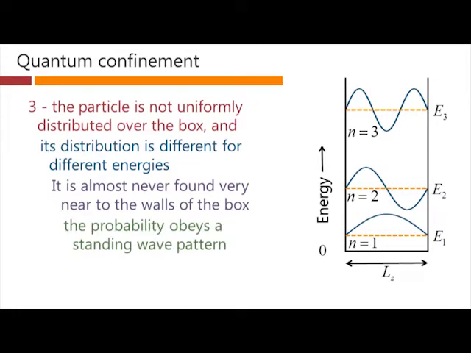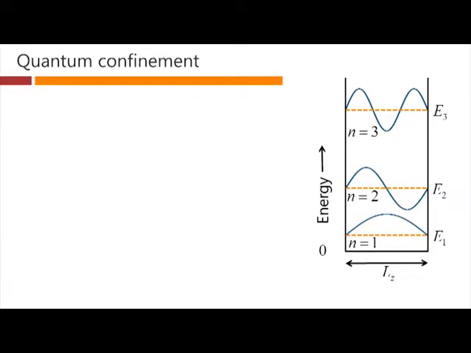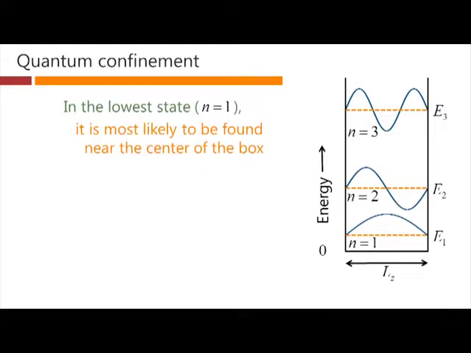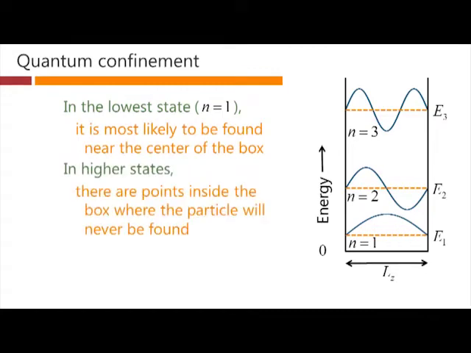And the probability here actually obeys a standing wave pattern. It's the square of these functions here. It's always positive, of course, the probability density. And that again is completely unlike anything we would have expected from classical physics. For example, in the lowest state, n equals 1, the particle is actually most likely to be found in the middle of the box. In higher states, there are points where we would never expect to find the particle. Strangely enough, for example, in the second state, you will almost never find the particle near to the middle of the box. This is, again, completely unlike anything we would expect classically.